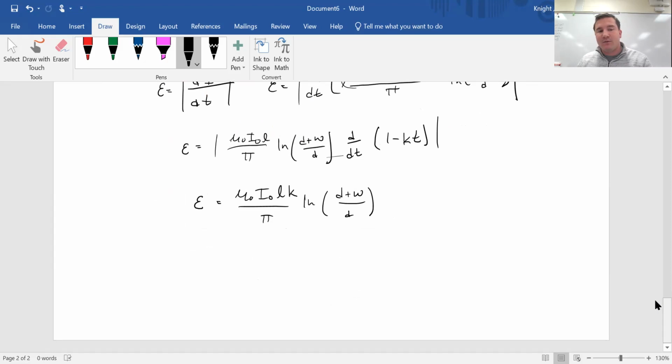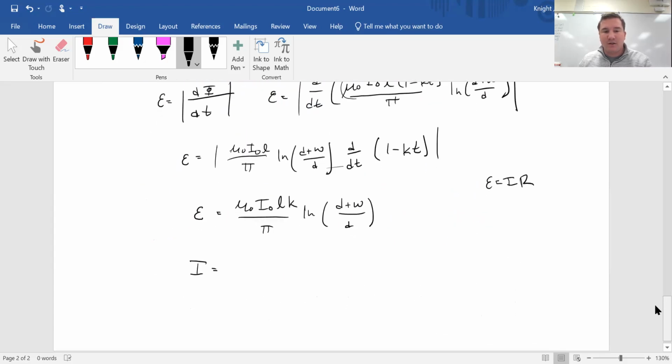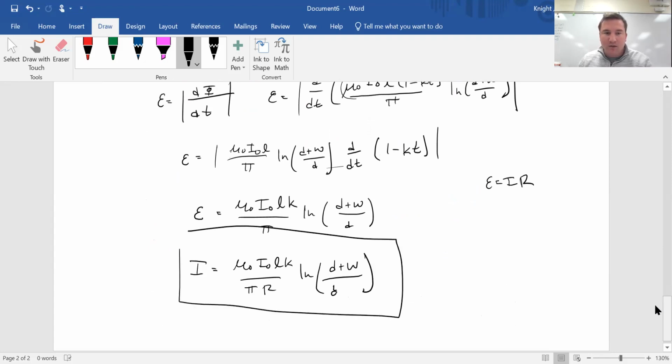And then the last step, because it asks us for current, we can replace EMF with I times R. I times R goes in for EMF. We divide R to the other side, and we get the I, which is what it asks us for, current. Derive an expression for current. Yep, I is going to be equal to mu naught I naught L k over pi R times the natural log of d plus W over d. Voila. There is our expression for current.